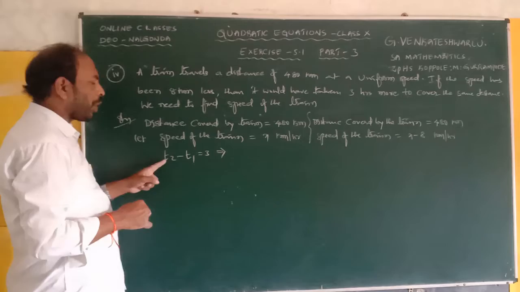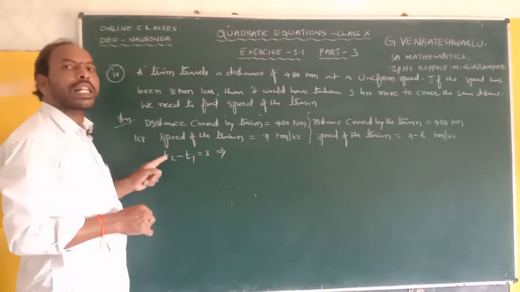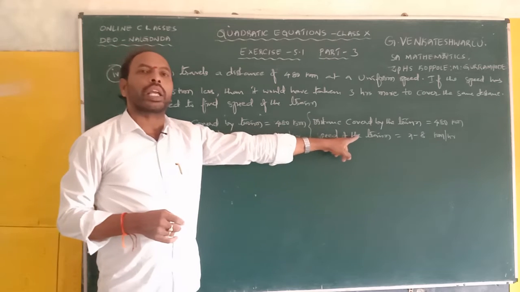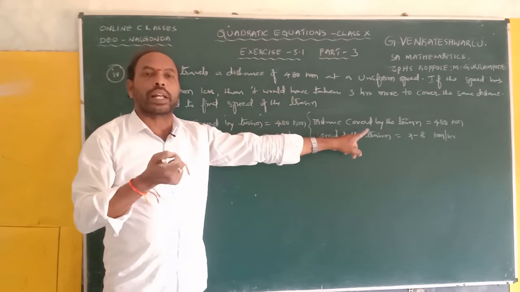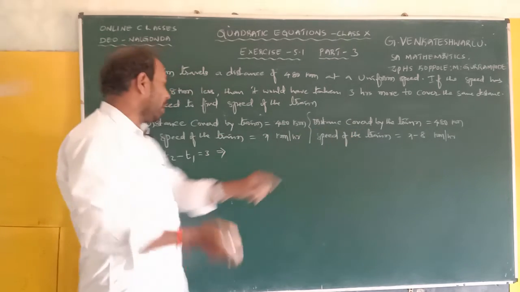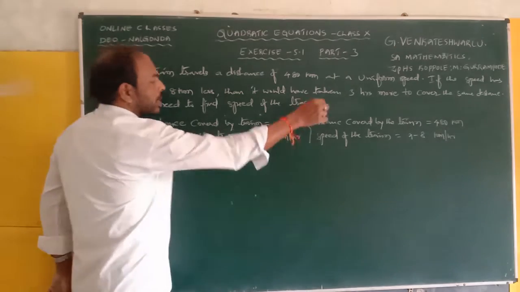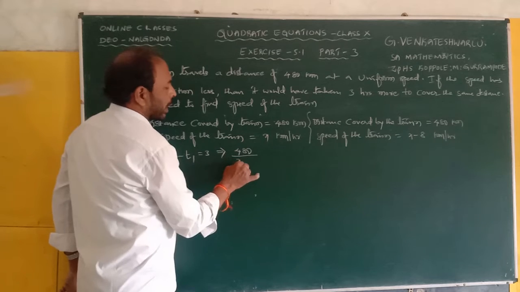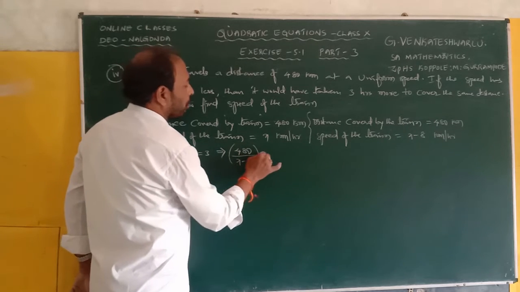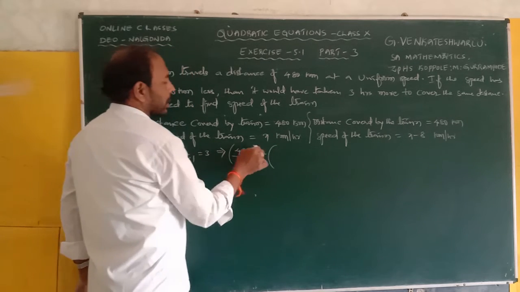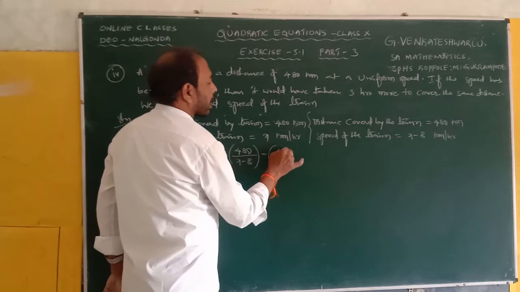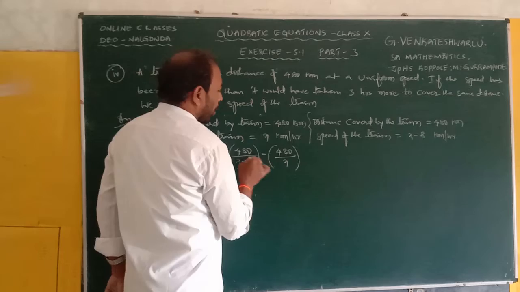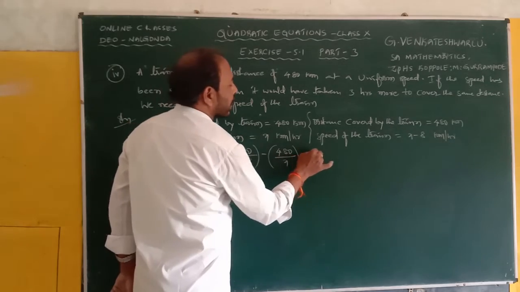What about the time formula? Time formula is distance by speed. In the second case, the time taken to cover the same distance is distance by speed. So time T2 is equal to distance, 480 kilometers, by speed of the train, which is x minus 8 kilometers per hour. In the first case, the distance is 480 kilometers and the uniform speed is x. The difference between these two timings is 3 hours.